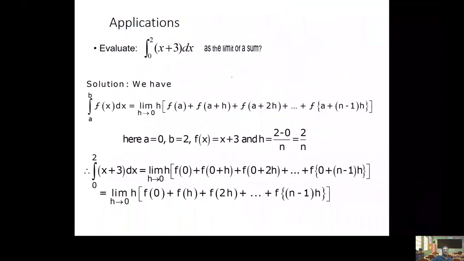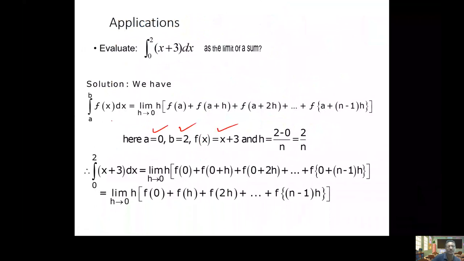Evaluate the integral from 0 to 2 of x plus 3 dx as a limit of a sum. Here a is equal to 0, b is 2. What is our f of x? x plus 3. What is h? b minus a by n, that is 2 by n. h is equal to 2 by n.